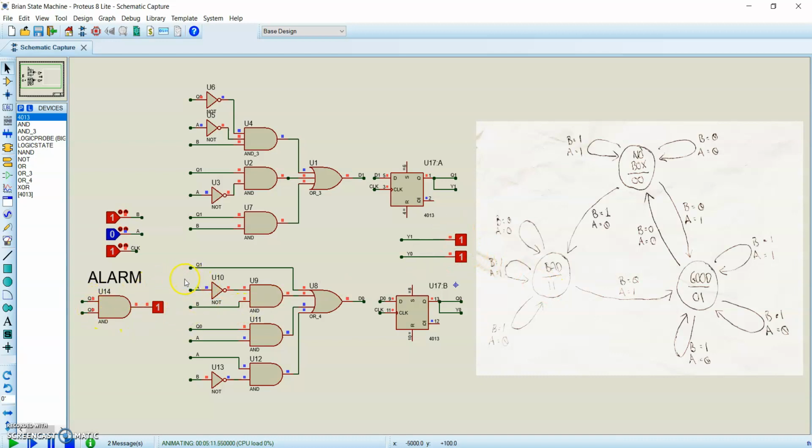From here, we can only move out of bad box when a good box comes along. Therefore, A has to be a 1 and B has to be a 0. When we pulse the clock, you get a 1, 0 on the output where you've moved to a good box and the alarm is now inactive. From here, the only way you can move out of good is a 0 and a 0. When the clock is pulsed, you've moved back to your initial state.